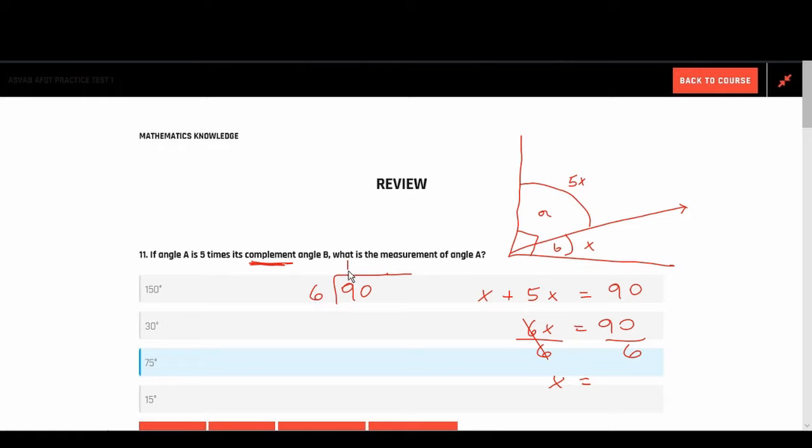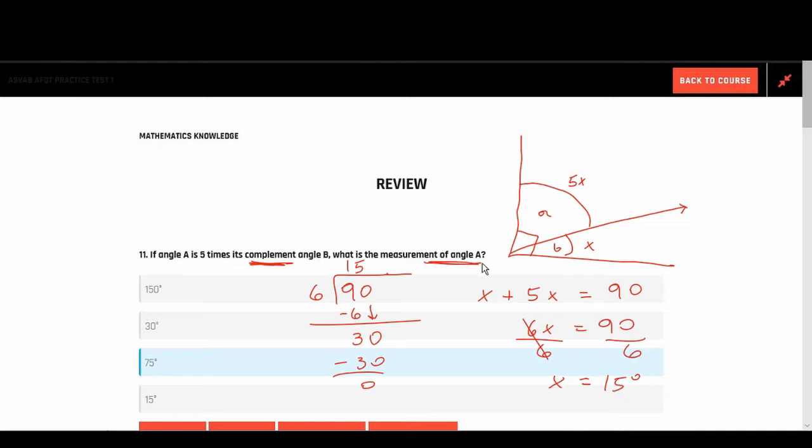6 goes into 9 one time without going over. 6 times 1, of course, is 6. 9 minus 6 is 3. We drop down this 0. 6 goes into 30 5 times without going over. 6 times 5, of course, is 30. So we can see there's no remainder. So x is going to be 15 degrees.